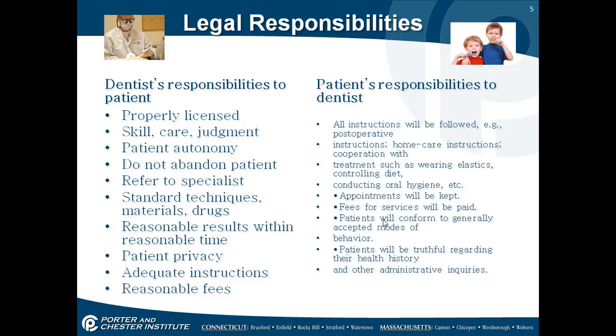The patient's responsibility to the dentist. All instructions will be followed, for example, postoperative instructions, home care instructions, treatment such as wearing elastics, controlling diet, conducting oral hygiene, etc. Appointments will be kept. Fees for services will be paid. Patient will conform to generally accepted modes of behavior. Patient will be truthful regarding their health history and other administrative inquiries.